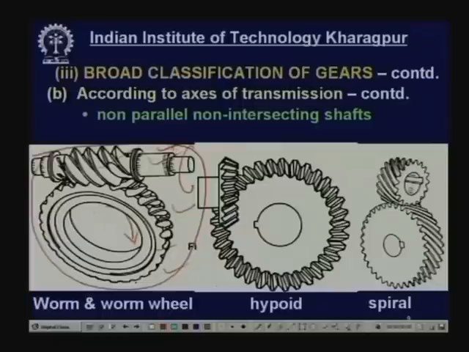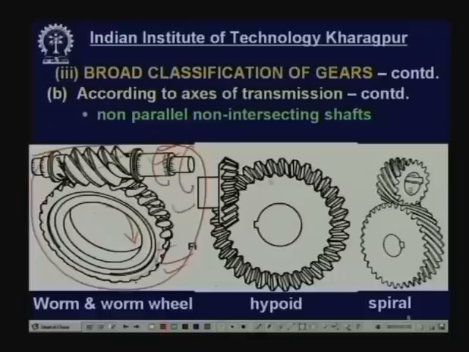Normally, this worm rotates at high speed and causes rotation of the worm wheel, the big gear, at low speed. It is irreversible. That means, if you rotate the worm wheel, the worm cannot be rotated unless the helix angle is very large, maybe 30 degrees, 40 degrees, then only it can be reversible. Normally, worm and worm wheel are used for reduction, and this is irreversible.